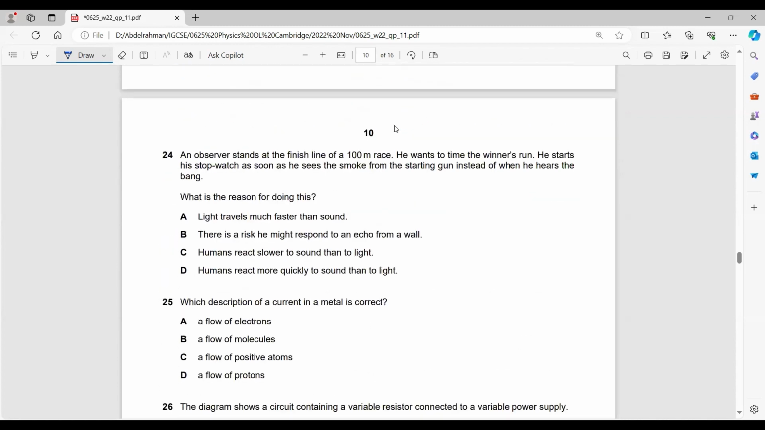Okay. Question 24. An observer stands at the finish line of a 100-meter race. He wants to time the winner's run. He starts his stopwatch as soon as he sees the smoke from the starting gun instead of when he hears the bang. Why? What is the reason for doing this? Light travels much faster than sound, quite obviously. There's a risk he might respond to an echo. No. Humans react slower to sounds. Humans react more quickly. That's the only right answer. Right, light travels much faster than sound.